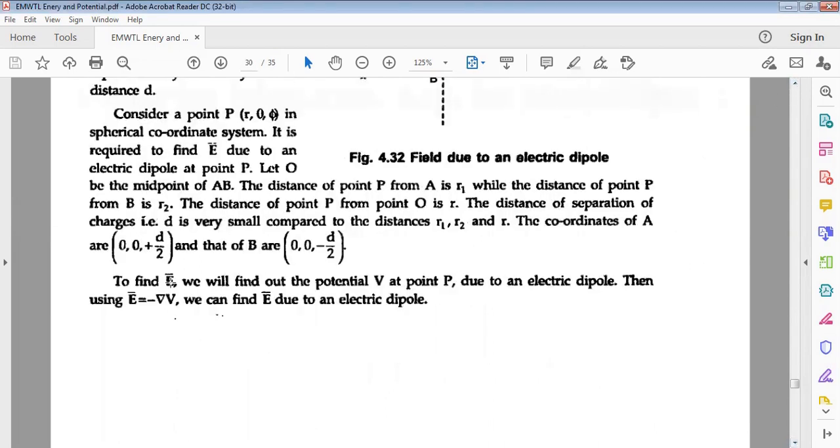To find the E bar, we will first find the potential V at point P due to the electric dipole. Then, by using E bar is equal to minus del V, the negative gradient of V, which is one of the formulas we have, we can find the E bar due to the electric dipole.